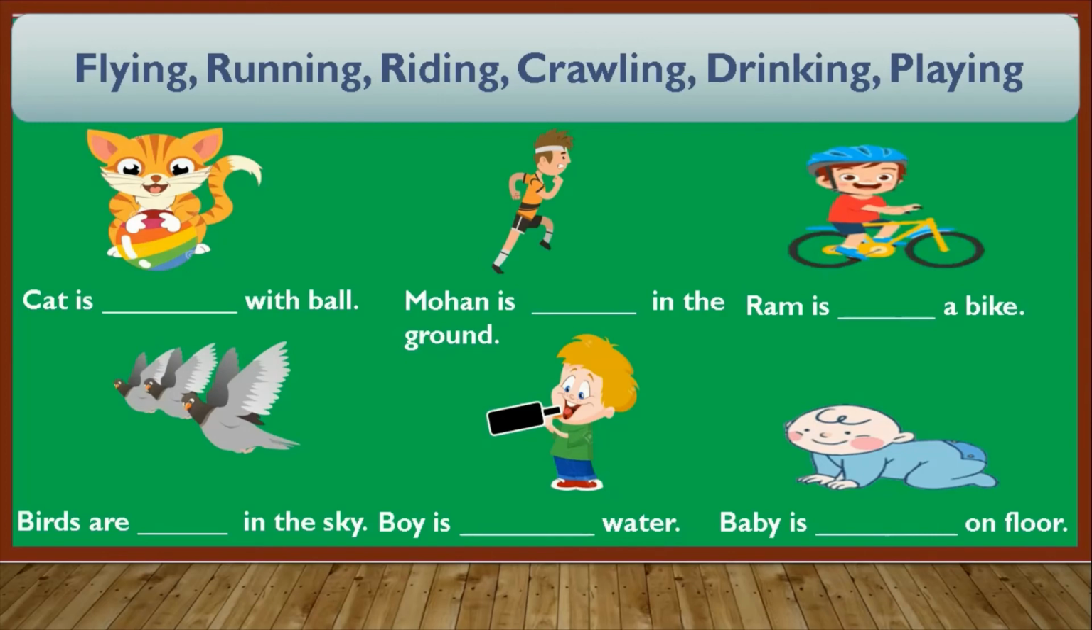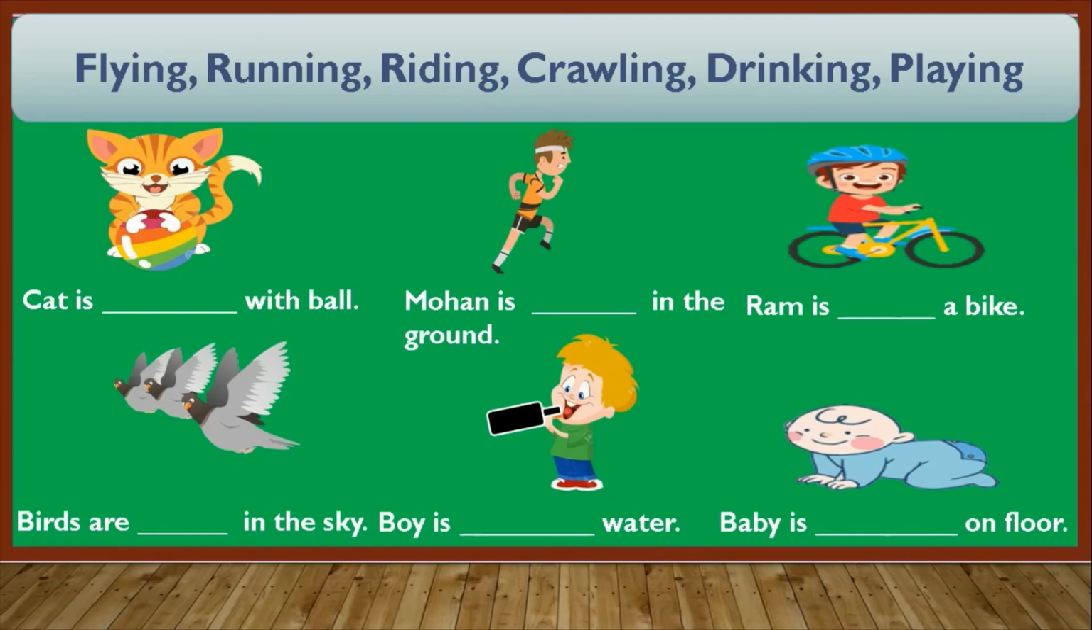First sentence, cat is dash with ball. Next, Mohan is dash in the ground. Okay, friends, keep your answers with you. Next one is Ram is dash a bike. Next, birds are dash in the sky.